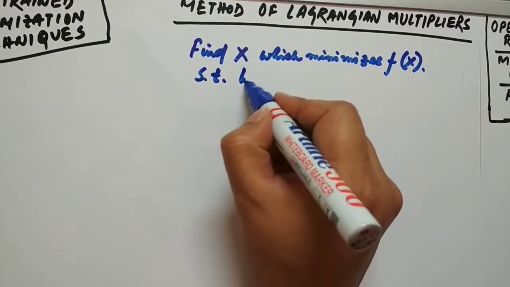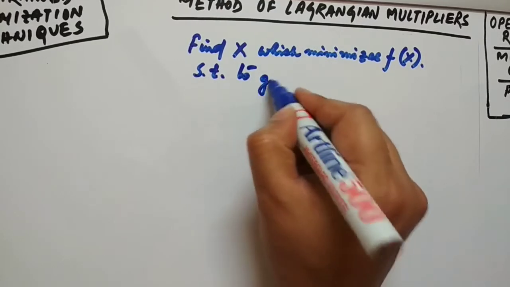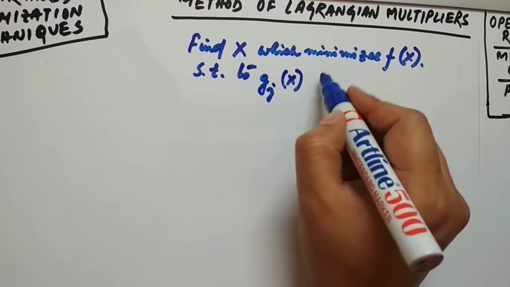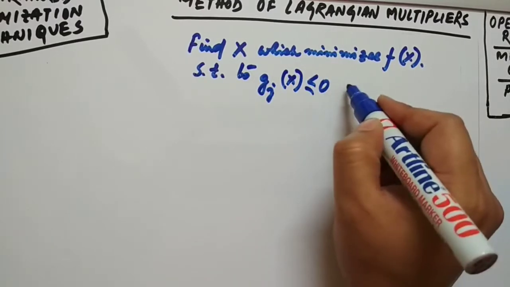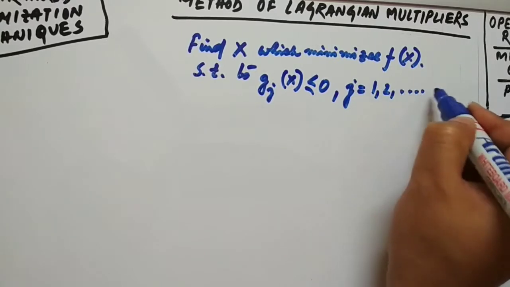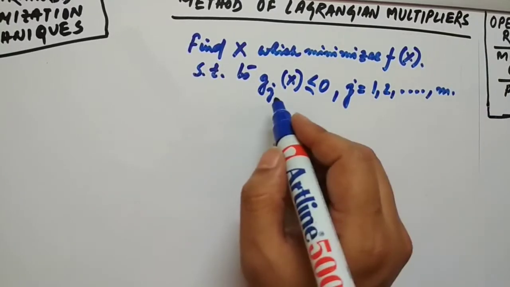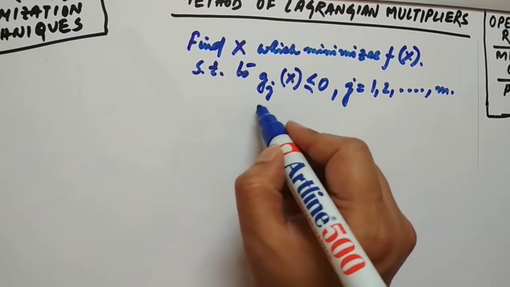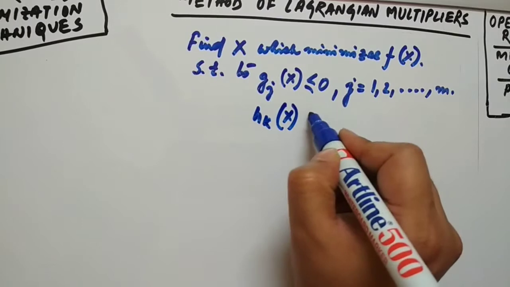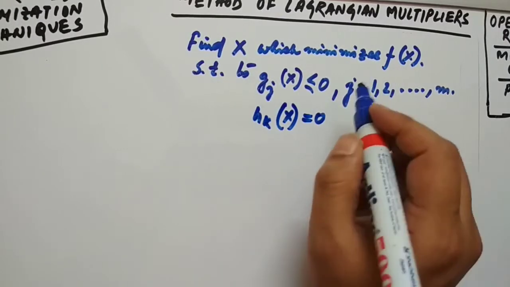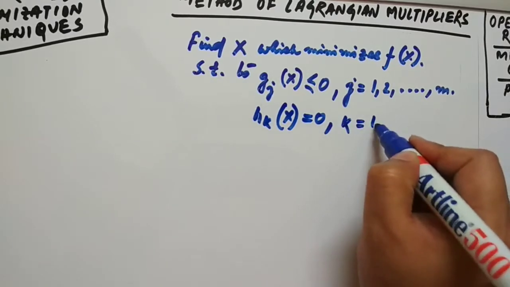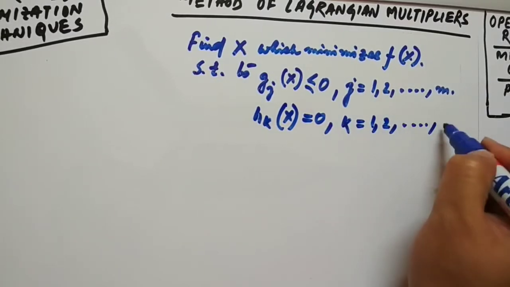Subject to g_j(x) less than or equal to 0, for j equal to 1, 2, up to m. Okay, and say we have another constraint, h_k(x) equal to 0, with an equal sign over here, and k equal to 1, 2, up to p.